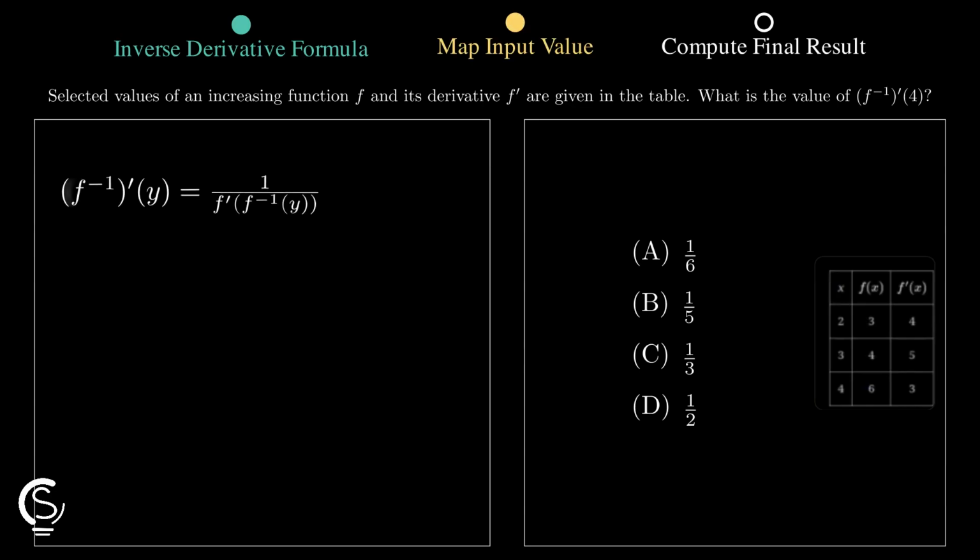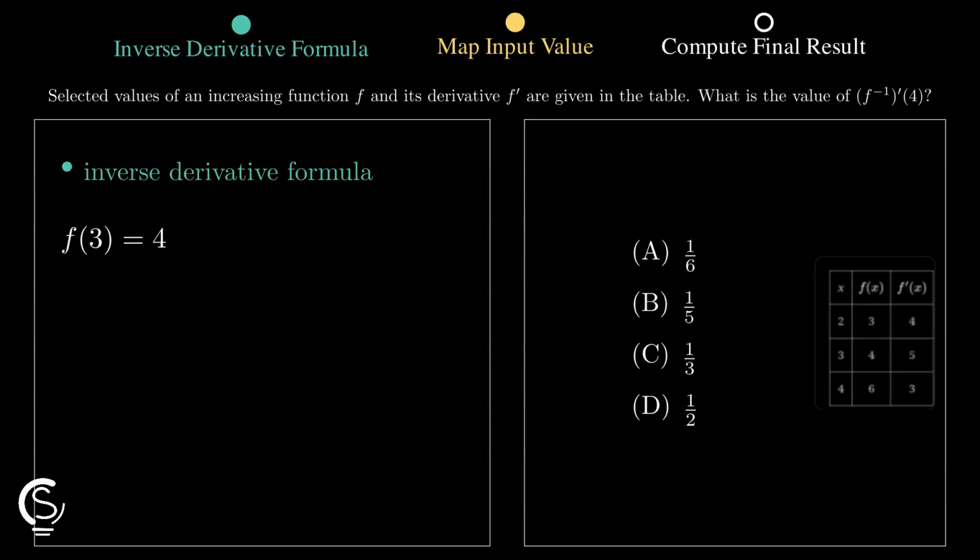We need the value where the original function equals 4. Looking at the table, when x is 3, f of x is 4, so f inverse of 4 is 3.